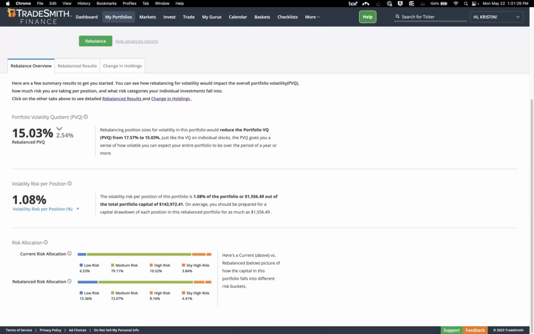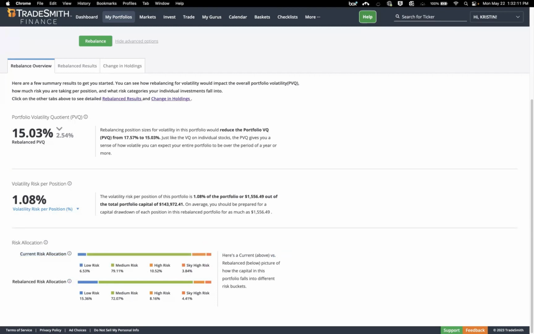All right. And then before we get there, let's take a look at the risk allocation. This is just these bar graphs here. They just represent the percentage of the portfolio invested in securities with different VQ measurements. You can compare the current risk allocation versus the rebalance allocation. So this is the current portfolio, how it is. And if you hover over that, you can see the blue is low risk, medium risk is green, orange is high risk, and pink is sky high risk, okay? And then there's definitions here as well.